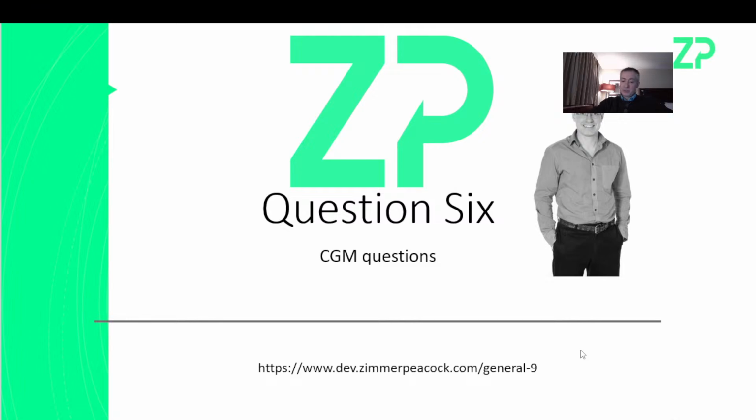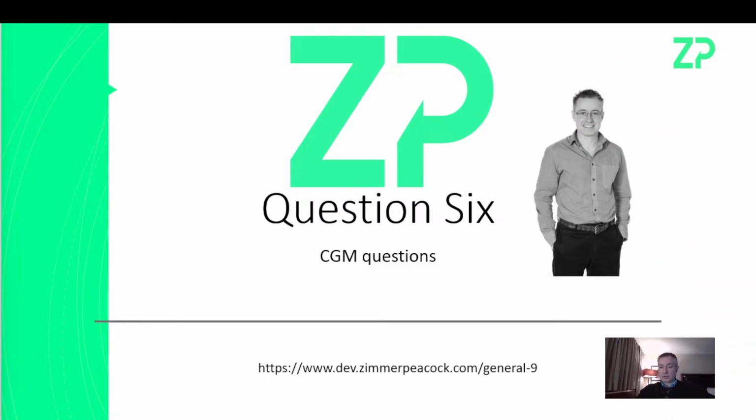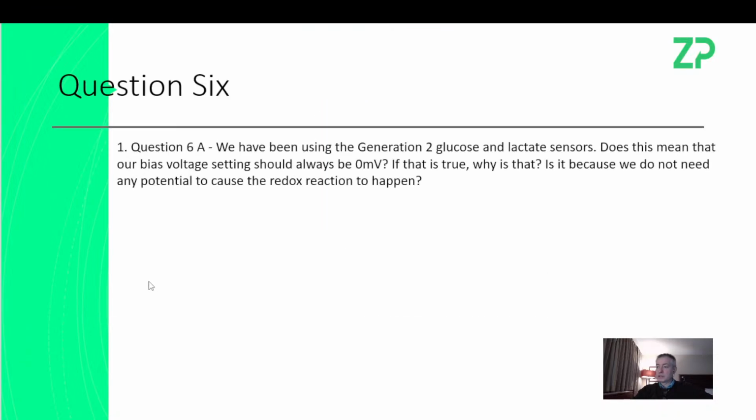And a CGM, somebody's got one of our glucose sensors. They have some very specific questions around it, so I need to jump in. It's hard to answer all these questions, but they're using our generation 2 glucose and generation 2 lactate sensors. They say here that they see your bias voltage, which I've suggested to them, is 0 millivolts.